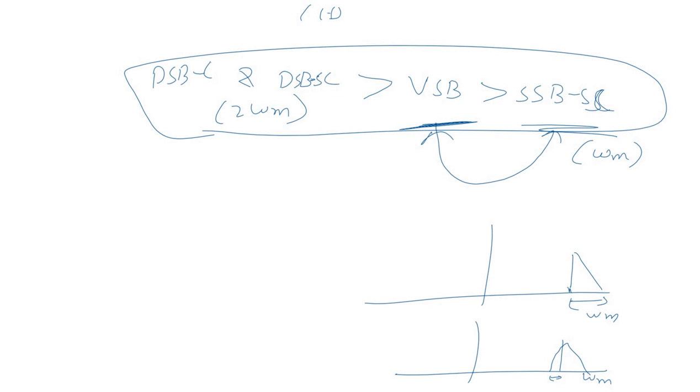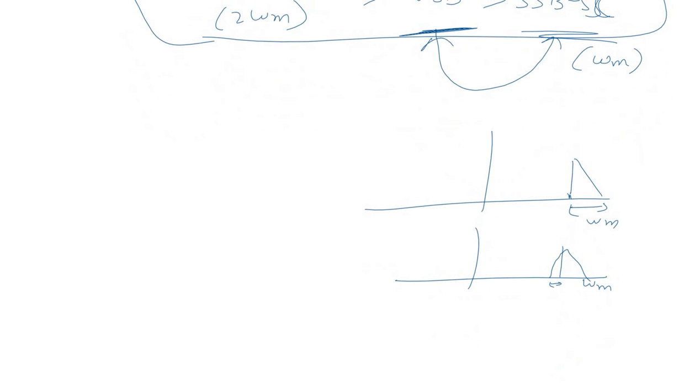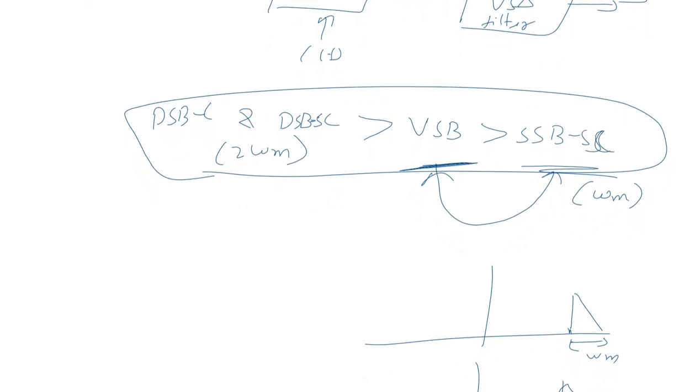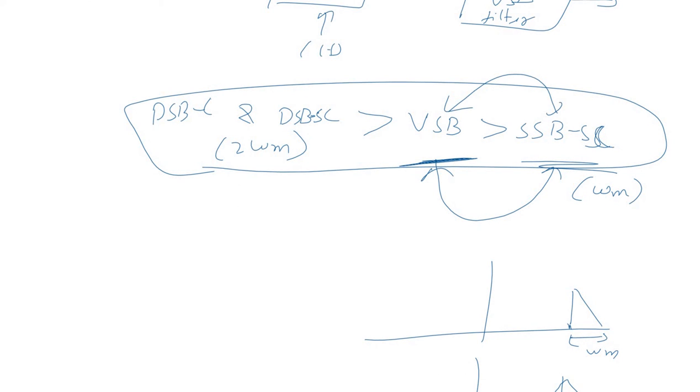If this range is, let's say, omega v, then the bandwidth is omega m plus omega v, where omega v is a very small quantity, so the bandwidth is almost comparable for these two. But if we compare it quantitatively, the bandwidth of SSB-SC is the least amongst all the modulation schemes.